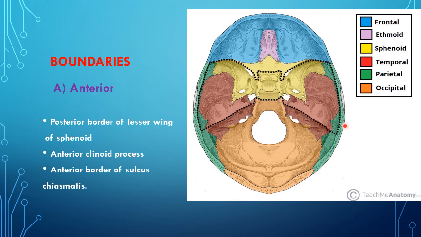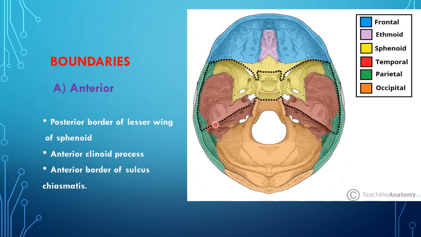Posterior border: these dotted lines form the posterior border of the middle cranial fossa. Here we have the superior border of the petrous part of temporal bone. Now this is the petrous part of temporal bone. You have covered the petrous part of temporal bone along with the temporal bone class, which was uploaded a week back, I think. Now here this is the petrous part of the temporal bone.